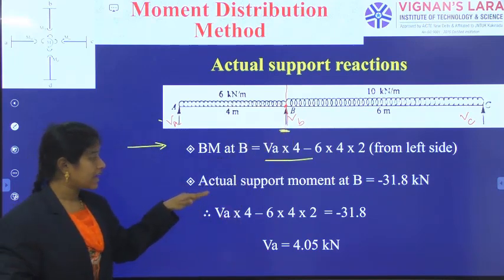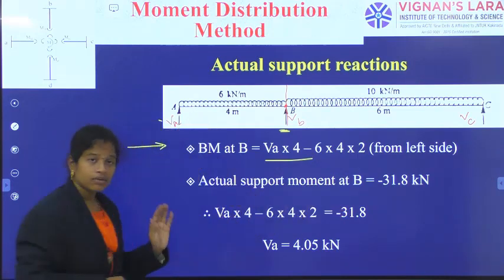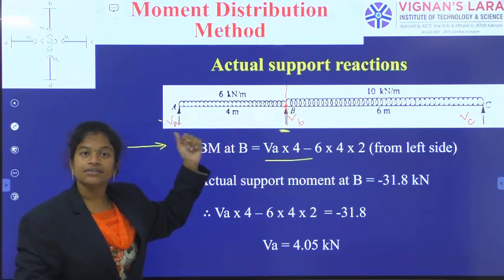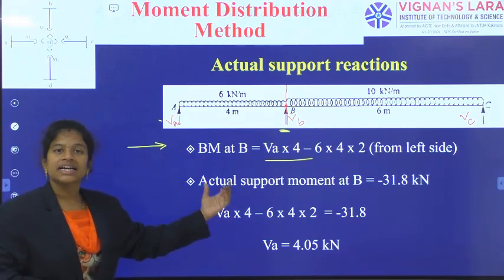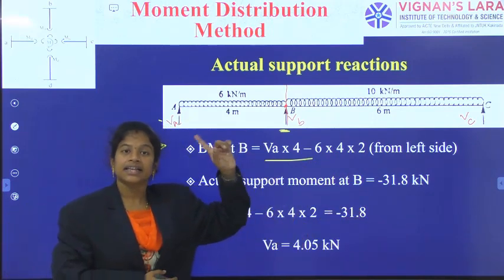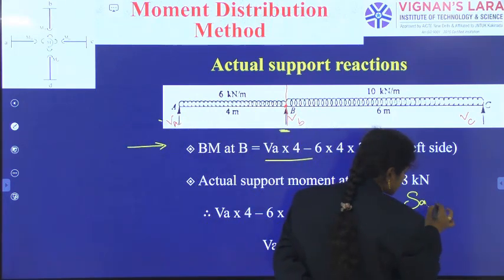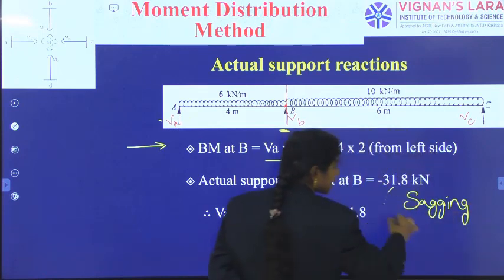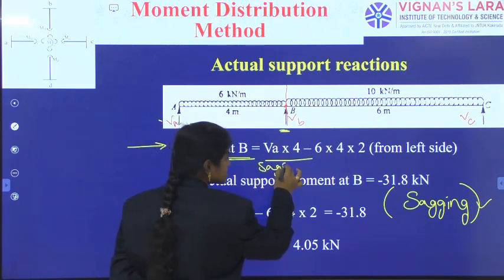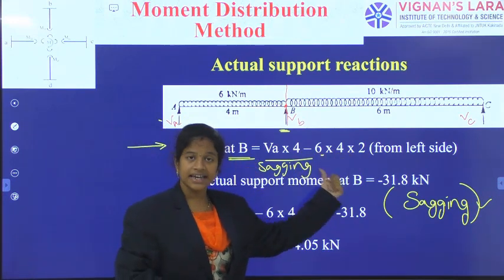But originally, the support moment at B is, see here I have observed VA into 4 is positive, 6 into 4 into 2 is negative. So in my sense, bending moment means considering saggings as positive, hoggings as negative. But actually the support moment is 31.8 hogging moment. That's why minus 31.8 in sagging nature. Why have I taken sagging nature? Because I have indicated bending moment in sagging format only. So taking saggings as positive and hoggings as negative, I have given this answer.